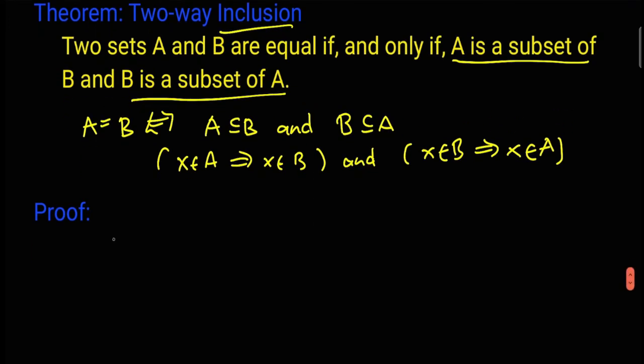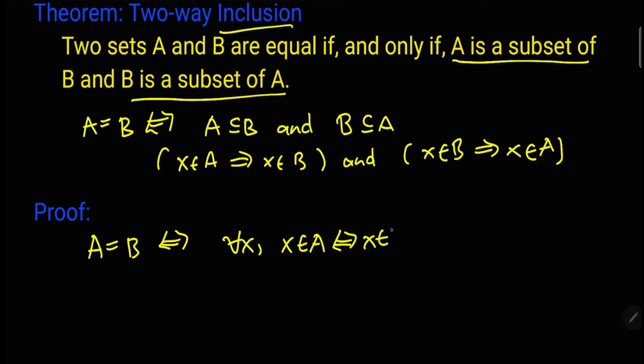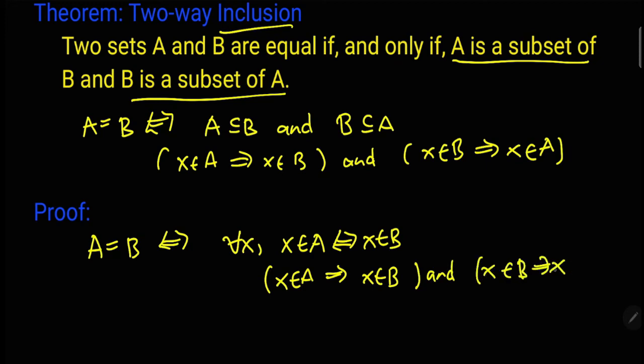Well, that's actually easy to prove, since by definition, A is equal to B if and only if for every X, X is in A if and only if X is in B. But in logic, that means, rather, if X is in A, then X is in B. And if X is in B, then X must be in A. So, this means that A is a subset of B and B is a subset of A.